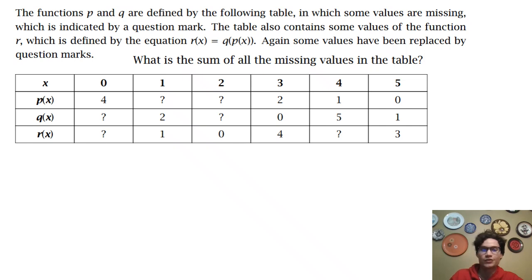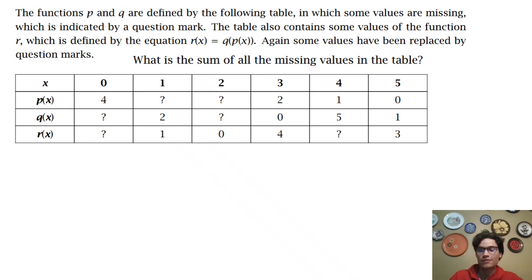We have three functions P, Q and R. R is defined as being equal to Q of P of X. We have this table and this table contains the values of each of these three functions. But some of these values are missing. So the question is, what is the sum of all the missing values in the table?